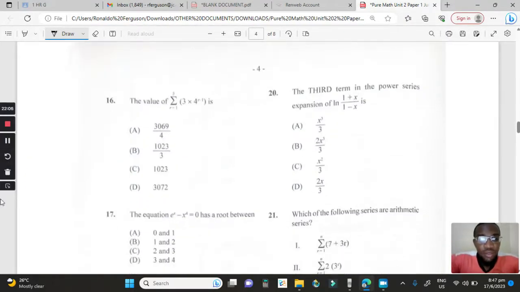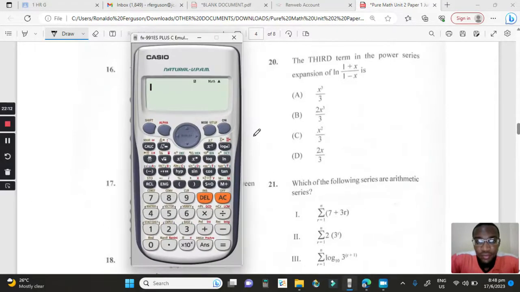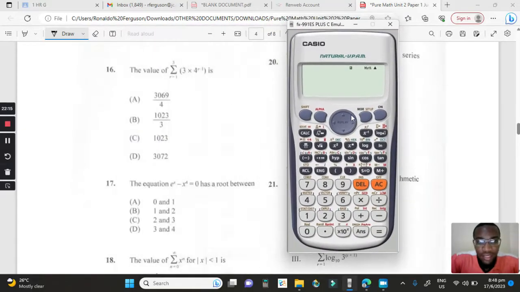Alright, we're into module 2 now. Hopefully we can go a little bit faster. So here, bring out the calculator because we're going to save our time. We want to evaluate the summation from 1 to 5 of 3 times 4 raised to the r minus 1. I'll put that in the calculator.